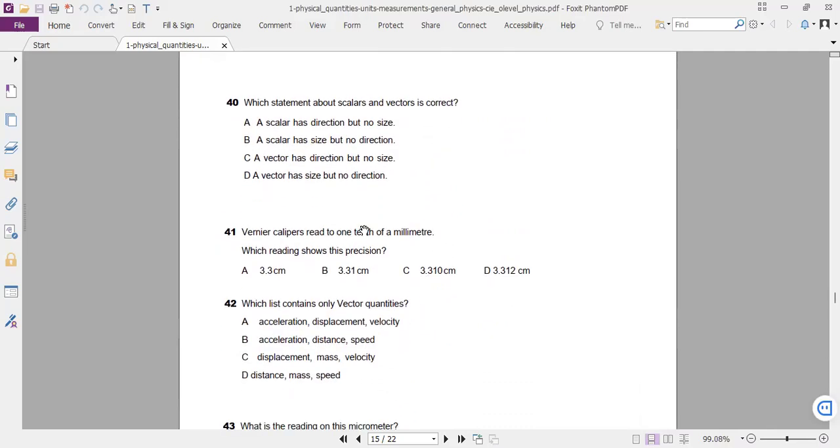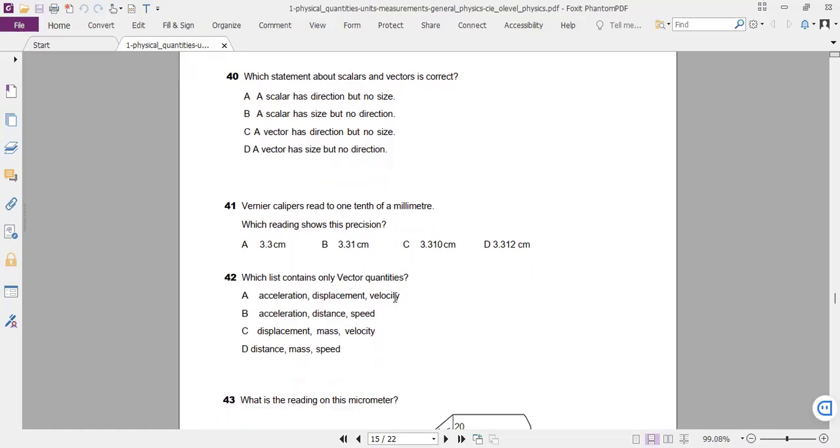Vernier calipers read to 1/10 of a millimeter. Which reading shows this precision? So 1/10 of a millimeter will be 1/100th of a centimeter. So choose something that gives you 1/100th of a centimeter.